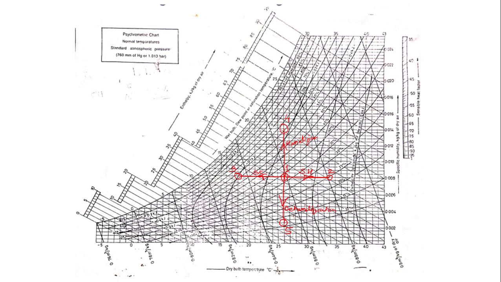If I go on the psychrometric chart, I'll be having point number 1, and then cooling and dehumidification will be something like this. Let's say this is point number 6. So this is the cooling and dehumidification process.